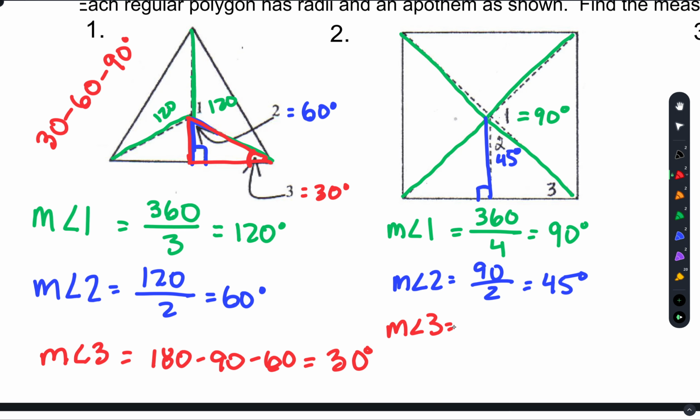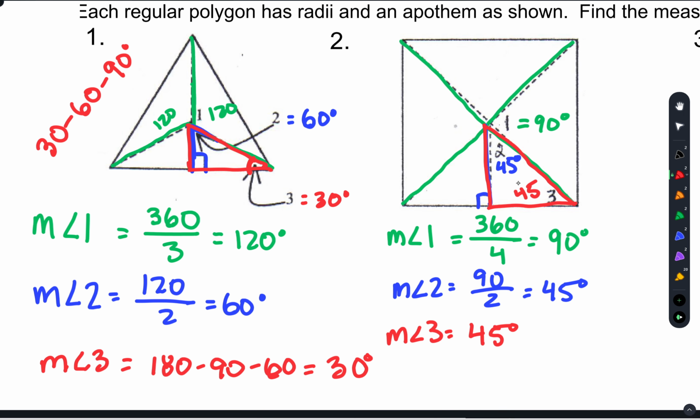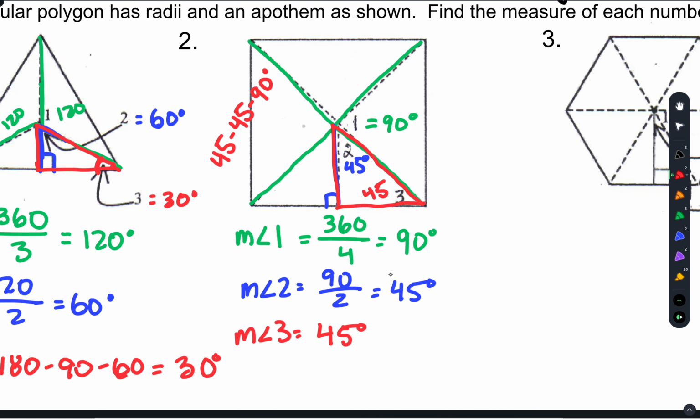And then I'm going to think about what's left over in this triangle. If I have 45, 90, the last remaining angle should also be 45 degrees, which makes this a 45, 45, 90 triangle. Everybody good with that? Let's look at the last one.